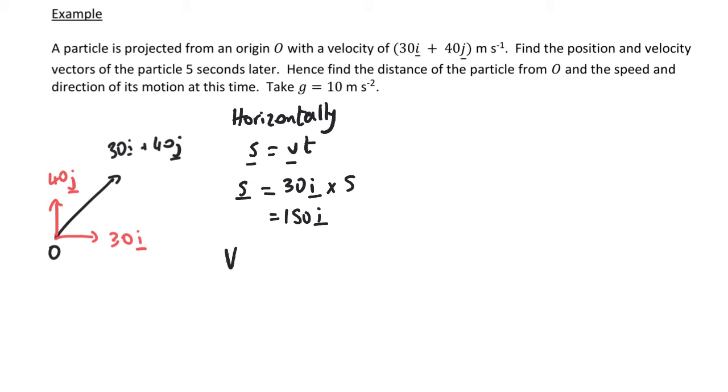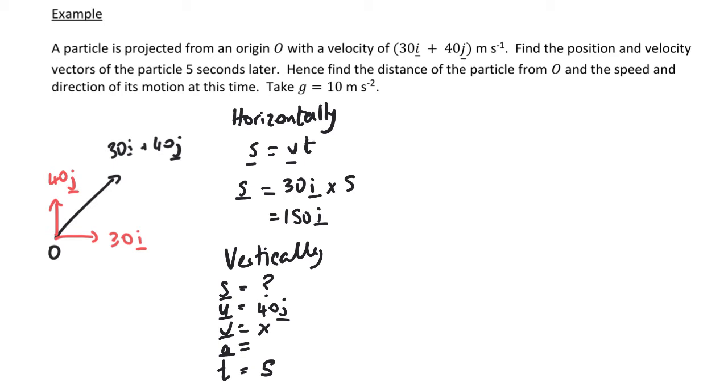Vertically, we get S, U, V, A, and T. A, V, U, and S are all vectors. Time is 5 again. The S is what we're interested in. Initial velocity was 40J. The final velocity we don't know. The acceleration is minus 10J. So we can keep it in J form.